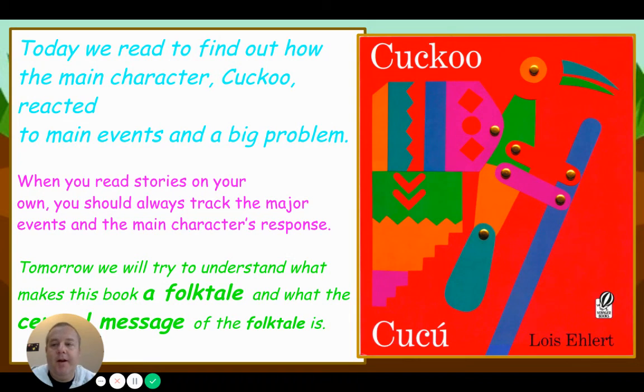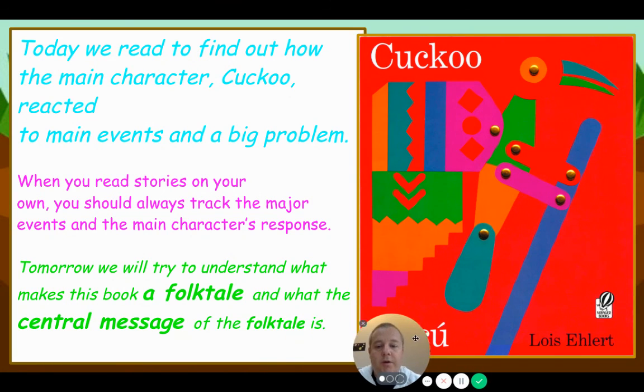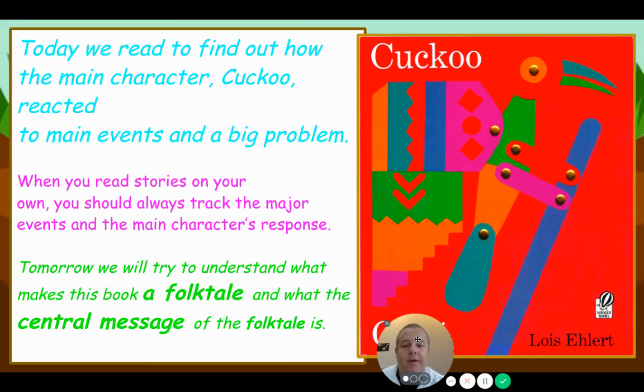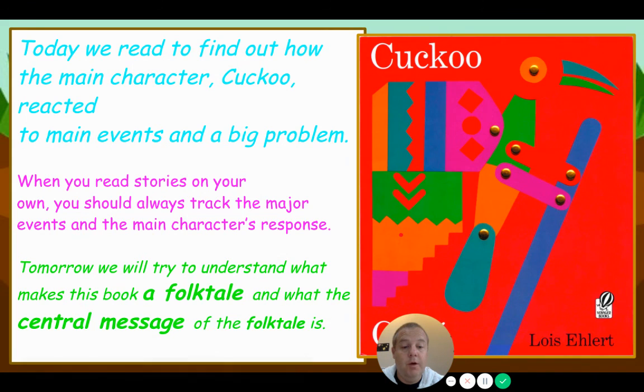Today we read to find out how the main character, Cuckoo, reacted to main events and a big problem. When you read stories on your own, you should always track the major events and the main character's response. Tomorrow, we will try to understand what makes this book a folk tale and what the central message of the folk tale is. So we're going to talk about a genre, folk tale.